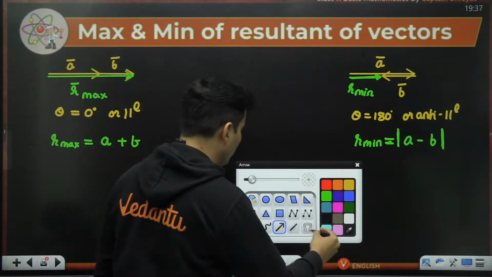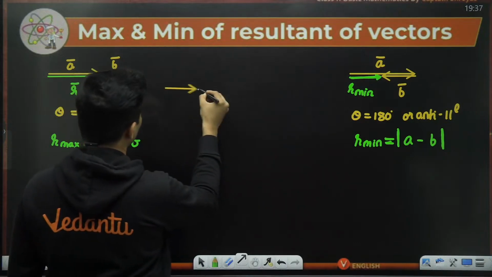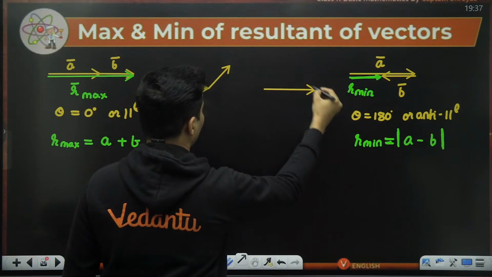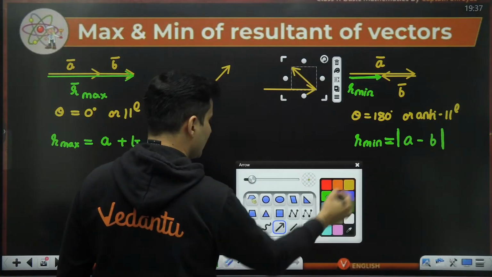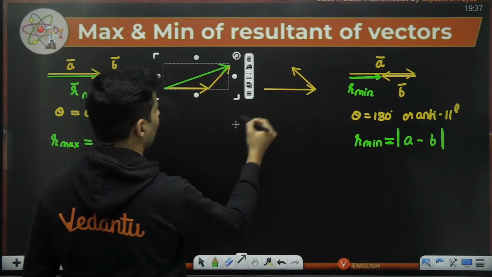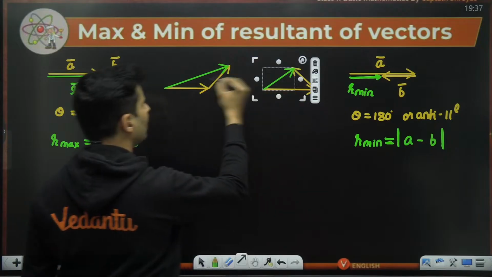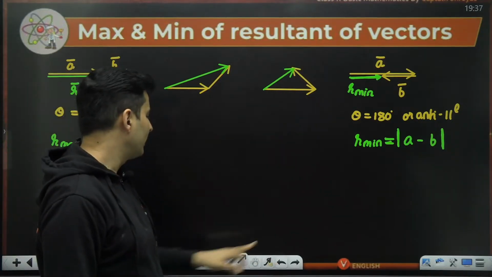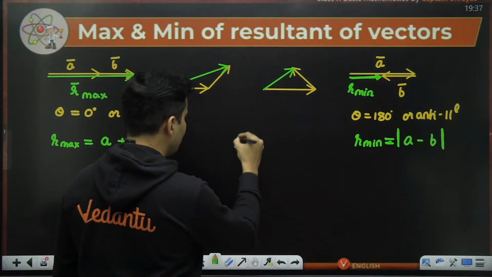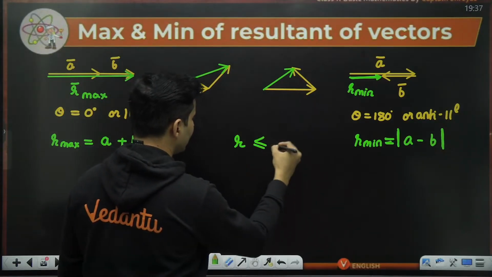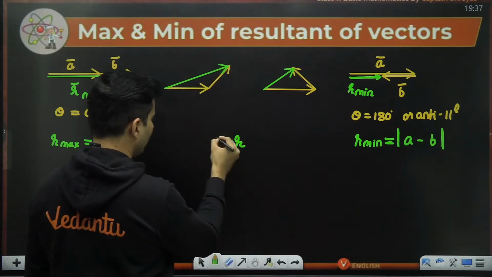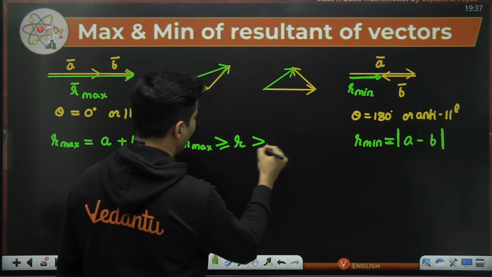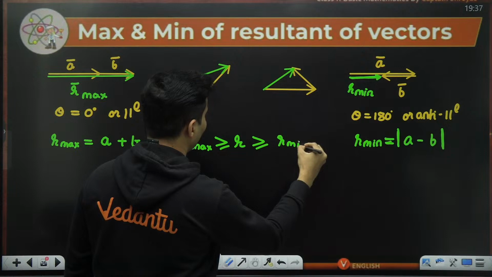No matter what you do, whether A and B are like this or like this, the resultant that you get in all these cases will be lesser than this, but it will be more than this. So in general, the resultant will be lesser than R max, and it will be more than or equal to the minimum one.